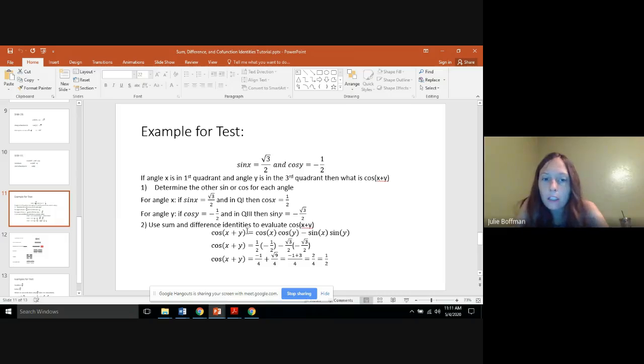So now you have all your components, you just plug it into the formula. So we set up our sum formula, and now we know cosine x was +1/2 times cosine y was -1/2, and then it's minus sine of x is √3/2 times sine of y is -√3/2. So when I multiply these, the first two, 1/2 times -1/2 is -1/4. And then here, √3/2 times -√3/2 would be a negative. So then you have minus a negative, which I changed to a positive, so it's plus. And then you multiply the square root. So √3 times √3 is square root of 9 over 2 times 2 is 4.